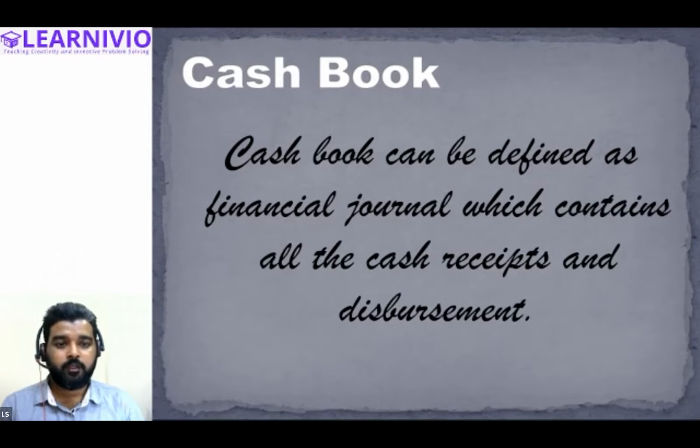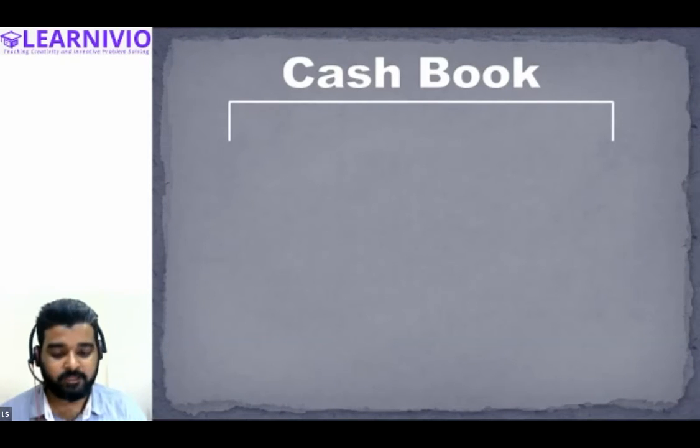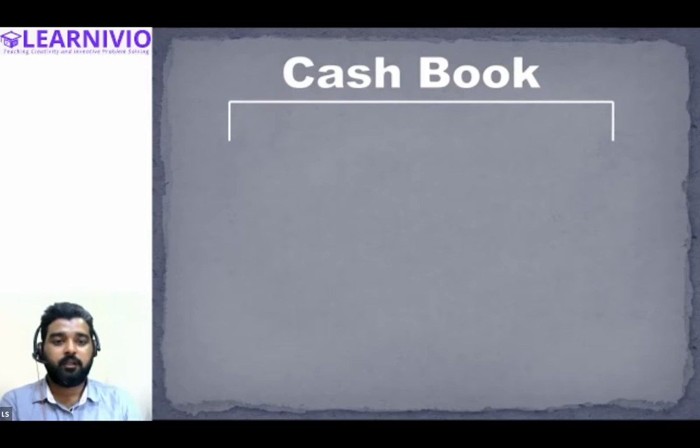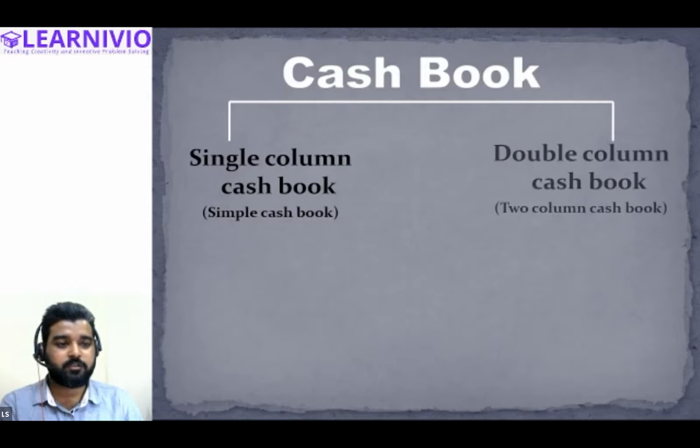All right. So according to our syllabus, cash book has been categorized into two parts. One is called single column cash book. This is also called simple cash book, right? And there is one other cash book which is called double column cash book. So basically there are two types of cash book: single column cash book and double column cash book. In today's session we will only be discussing the single column cash book.